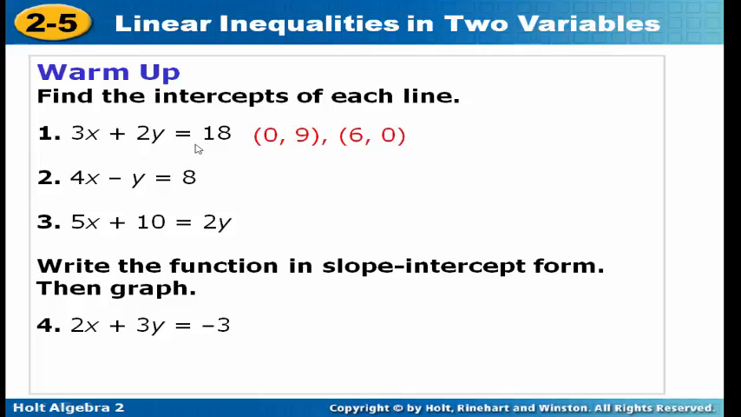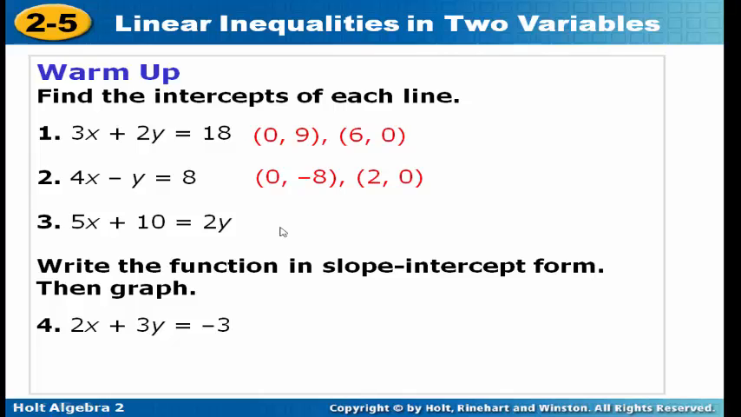And to find the y-intercept, put x equals 0. So 2y equals 18 and y equals 9. So the intercepts are (0, 9) and (6, 0). Here 4x minus y equals 0. Do the same steps. You will find the intercepts (0, -8) and (2, 0).